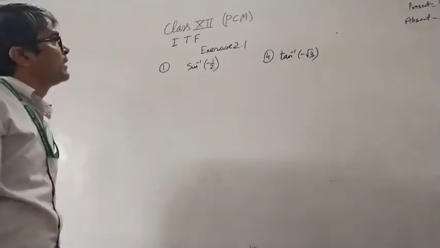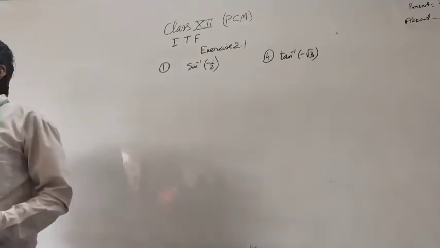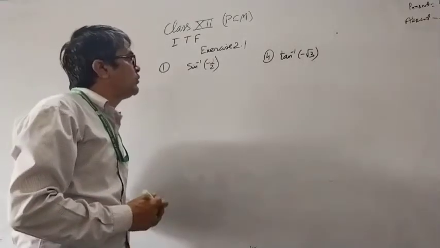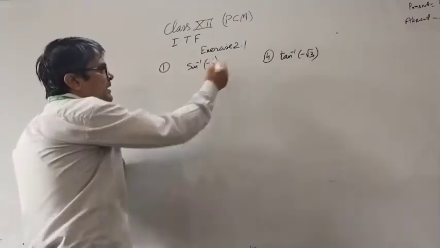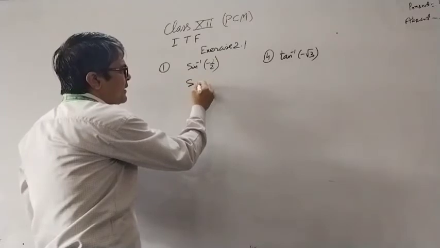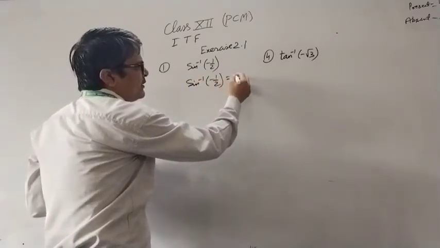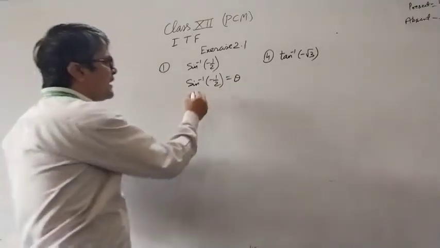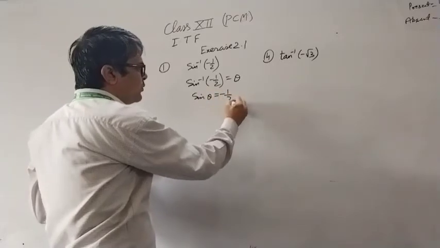So, in this exercise, we will learn how to find out principal value. You have to find out principal value of sine inverse minus 1 by 2. First of all, you will write sine inverse minus 1 by 2 is equal to theta. Okay? Sine theta is equal to minus 1 by 2.